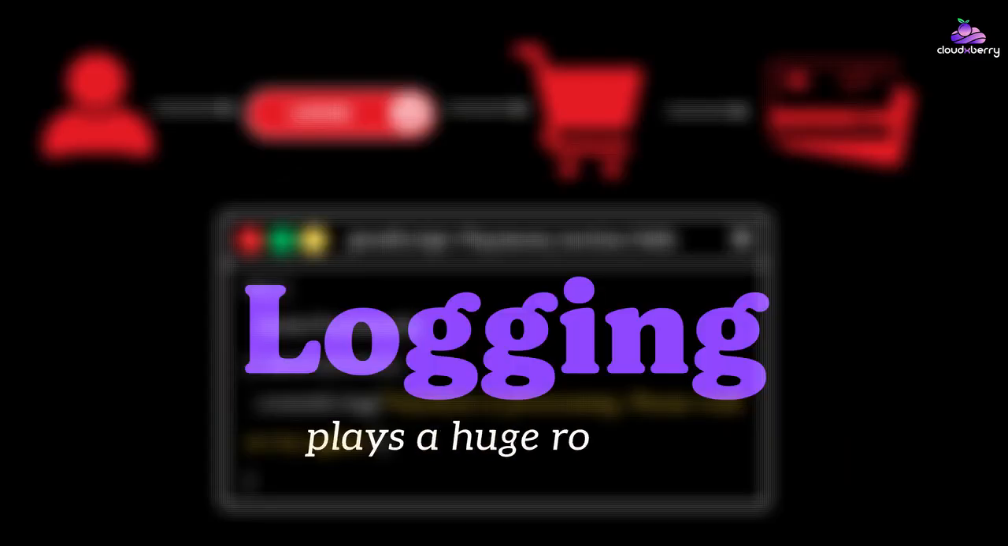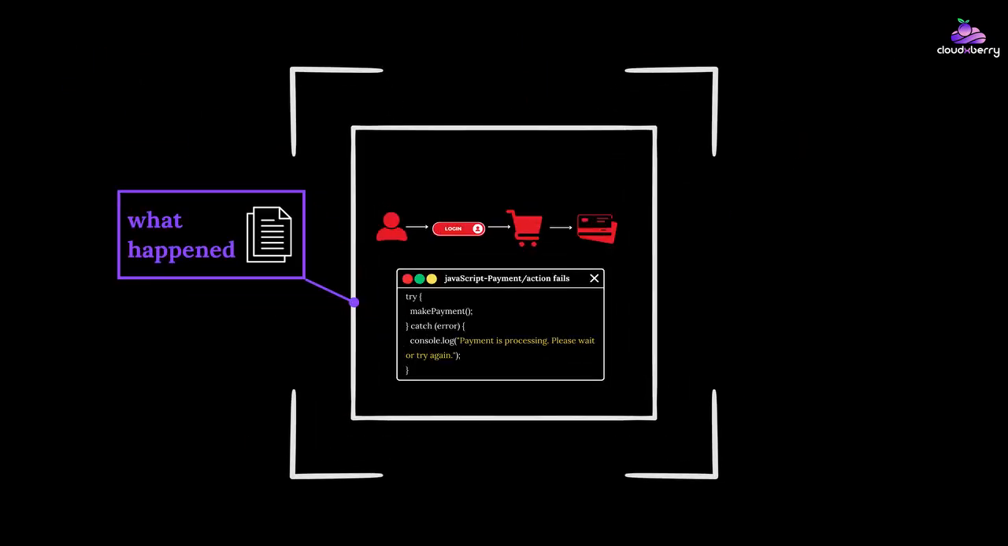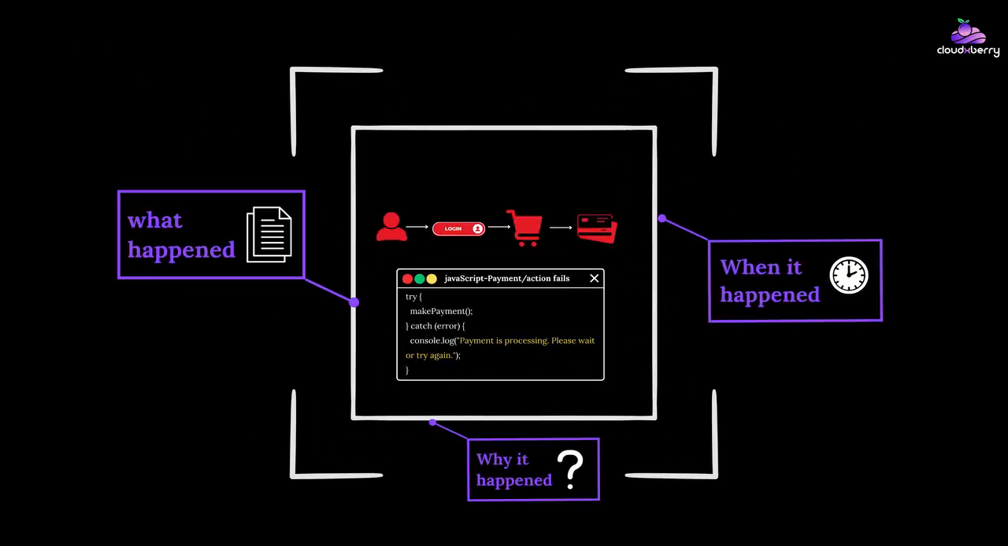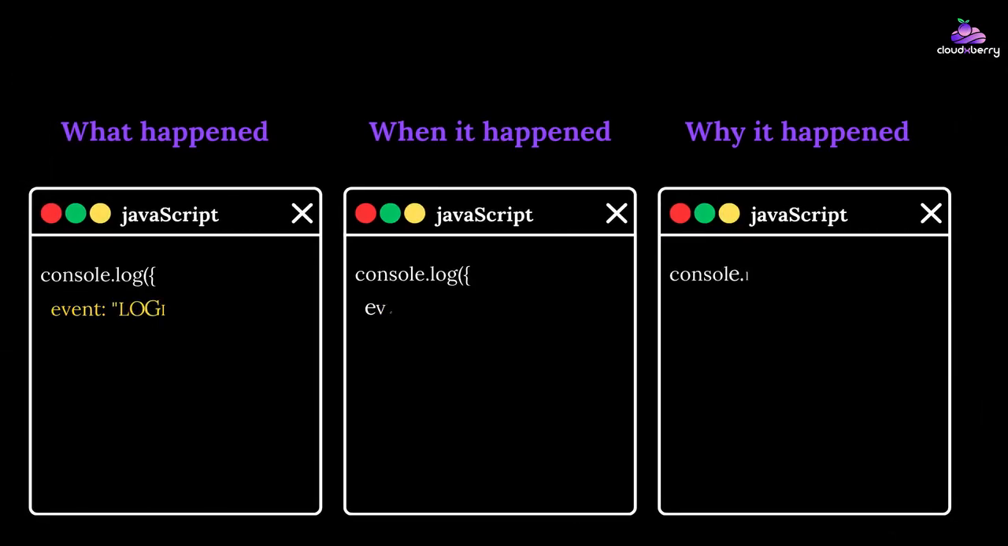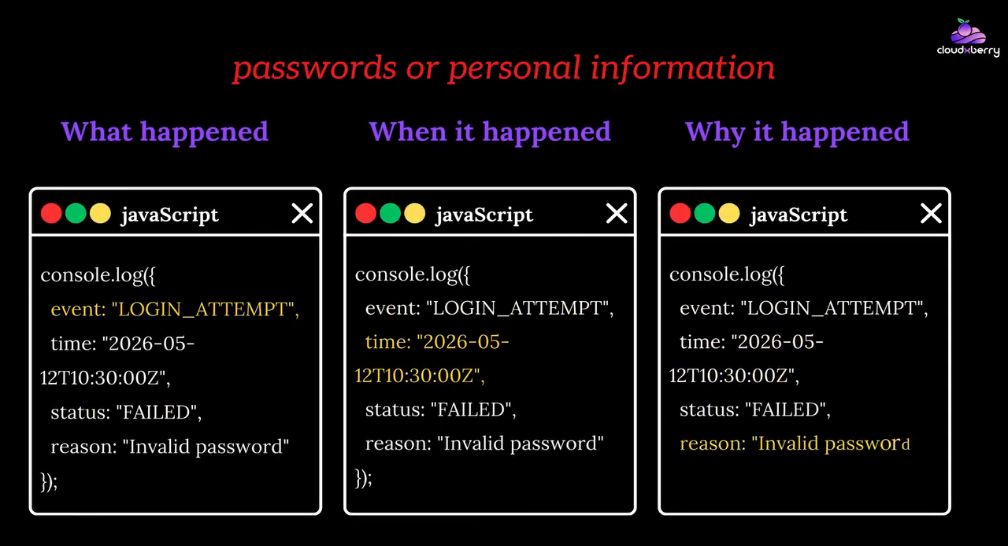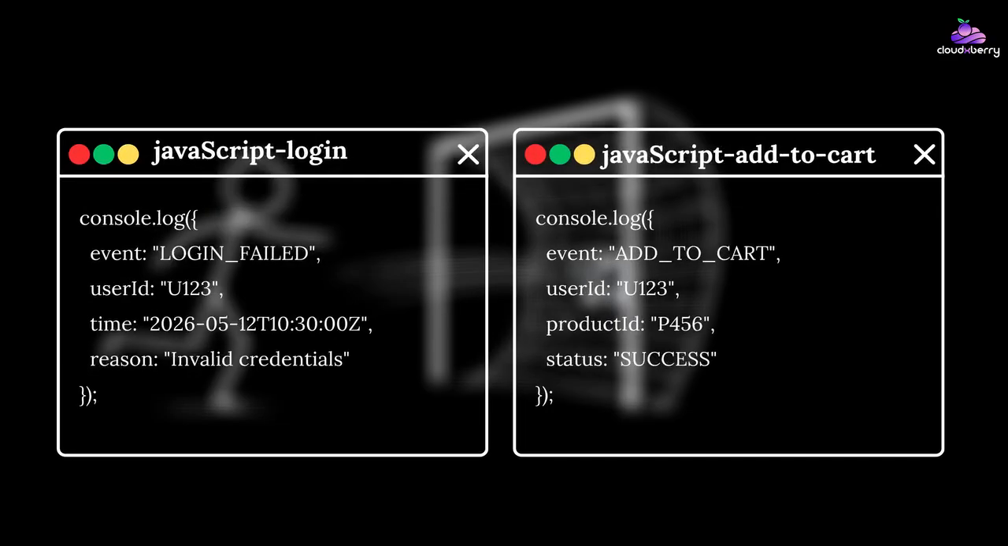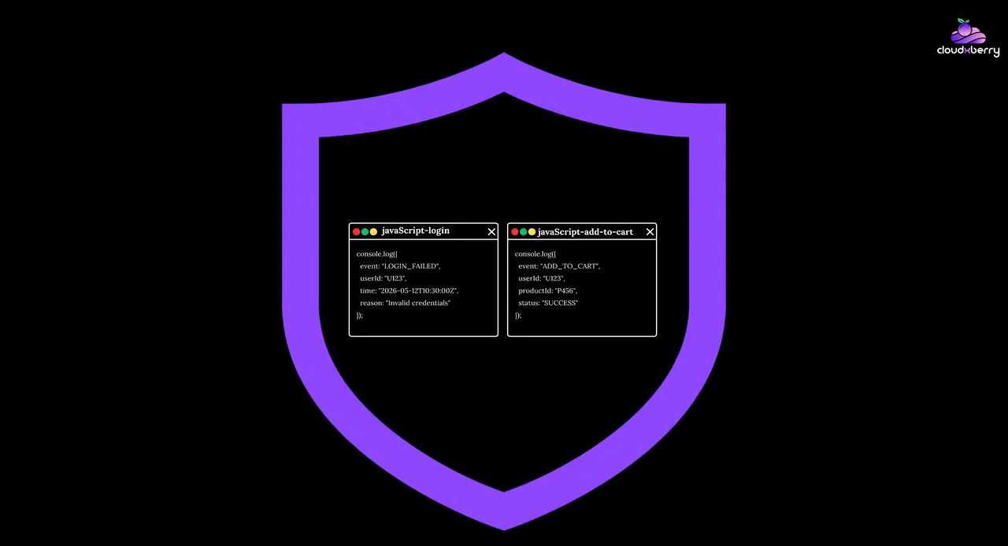Logging plays a huge role here. Logs should capture what happened, when it happened, and why it happened, but they should not include sensitive data like passwords or personal information. The goal is to have enough information to debug issues without creating security risks.